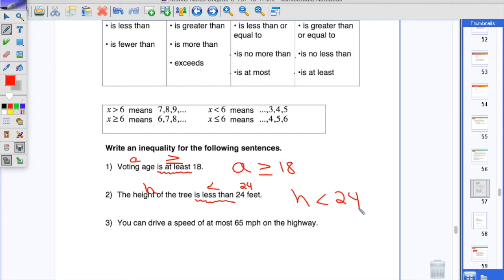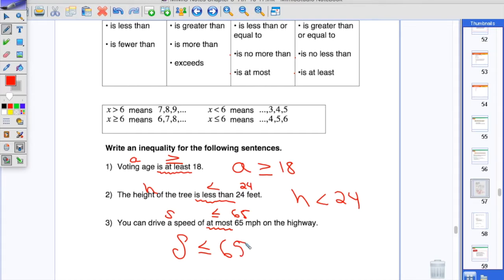You can drive at a speed of at most 65 miles per hour on the highway. So we'll use S to represent the speed. So "at most" is your key word, and "at most" is your less than or equal symbol. At most 65 miles an hour. So your speed on the highway is at most 65 miles an hour.